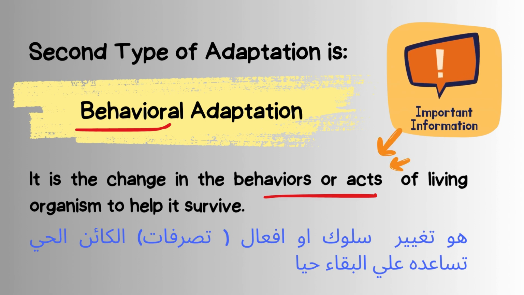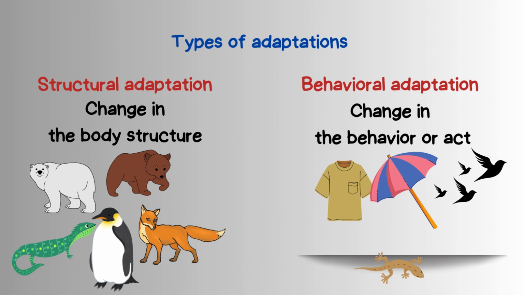So here we know two types of adaptations. Structural adaptation, which is the change in the body structure of the living organism to help it survive, and the second type of adaptation, which is the behavioral adaptation. It is a change in the behaviors or acts of living organisms to help them survive.